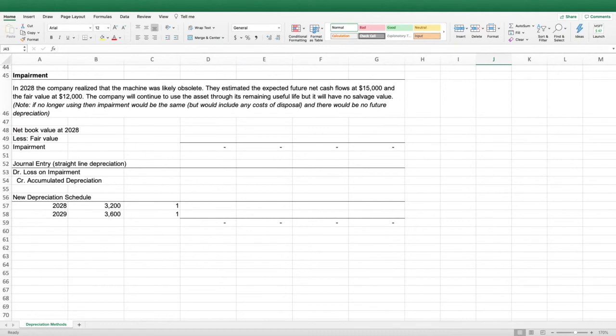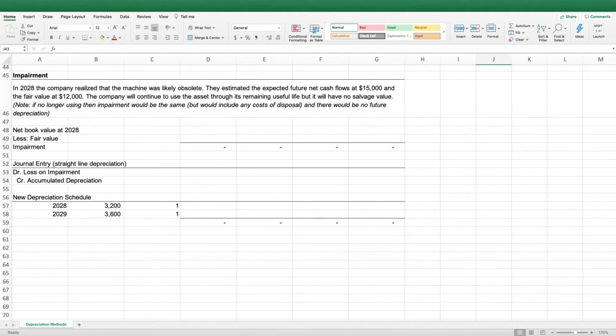The company will continue to use the asset through its remaining useful life, but it will have no salvage value. So they are going to continue to use the asset. They're not going to hold it for disposal. So we need to calculate the impairment, and then we need to calculate what their depreciation is going to be going forward on the new impaired asset.